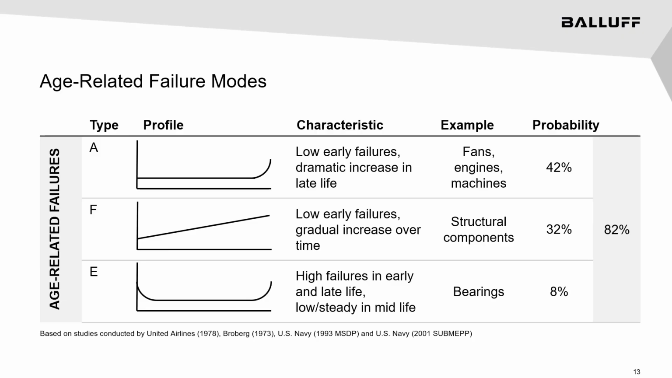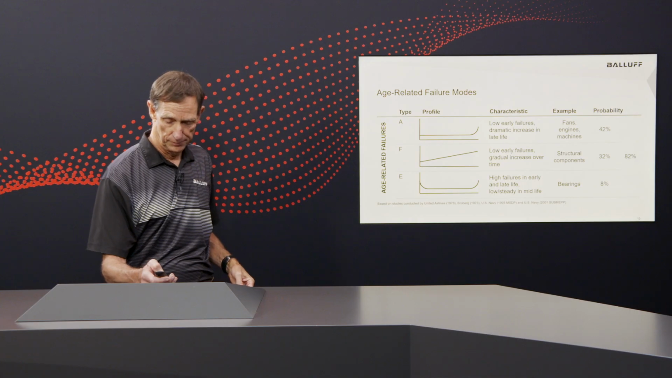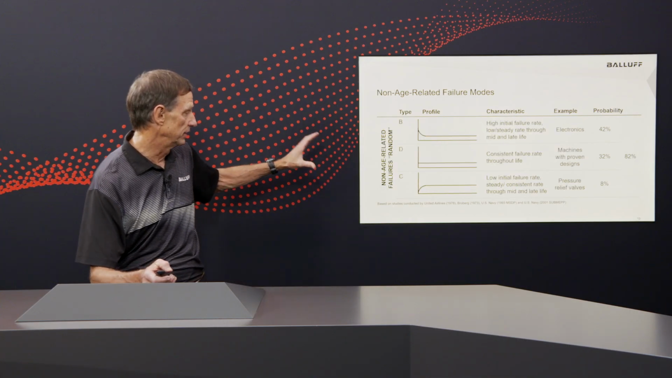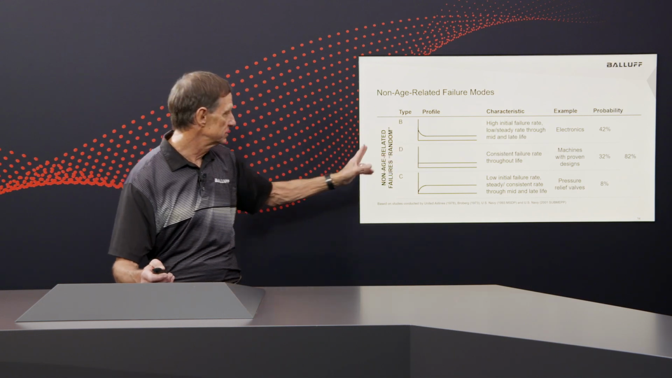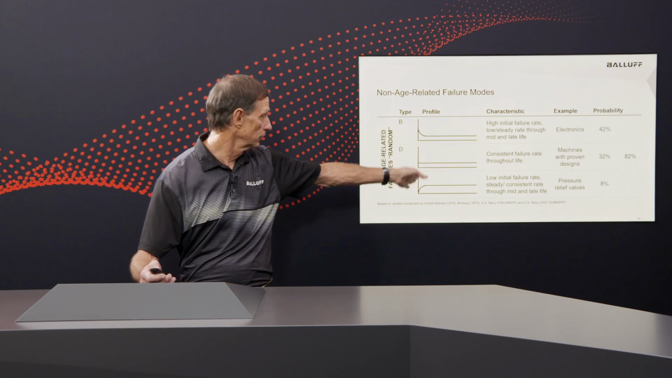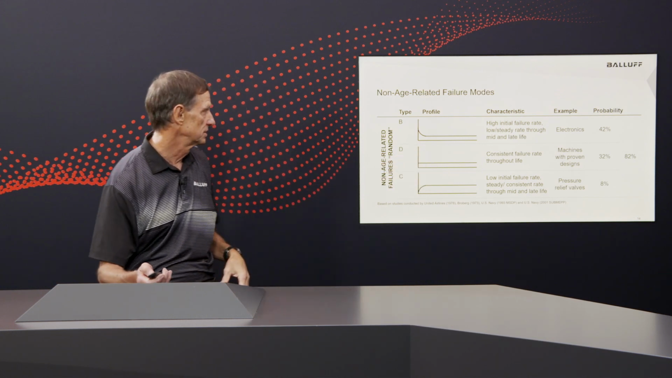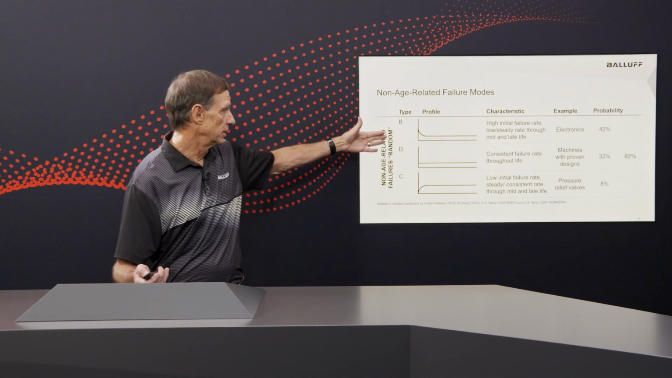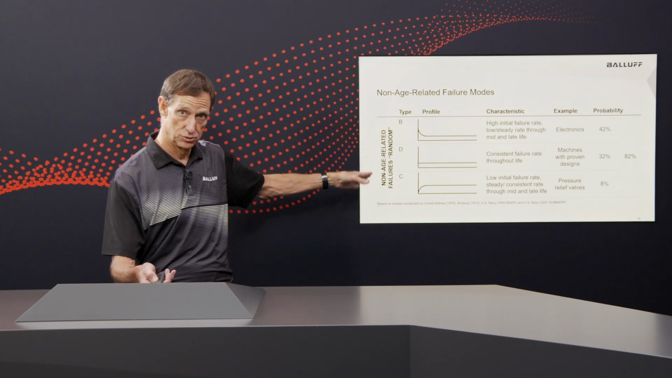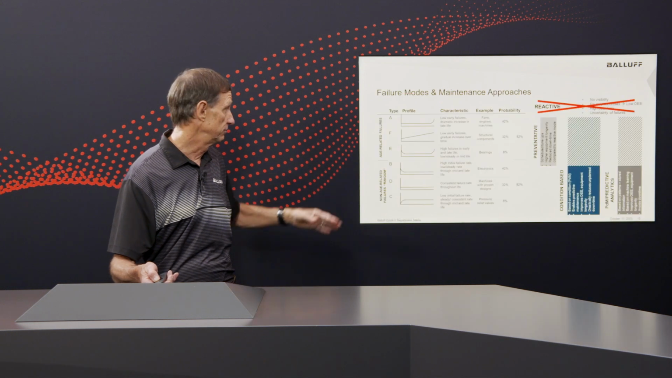So the age-related failures fall into 3 main types, but you can see the general profile here is that as the asset gets older, the likelihood of failure increases more. The non-age-related failures, after an initial period, are all relatively flat. That means that the failures have a similar likelihood of occurring early or late in the process. Again, 3 different types of failures, but the key thing here is that the non-age-related failures are the majority of failures compared to the age-related failures.